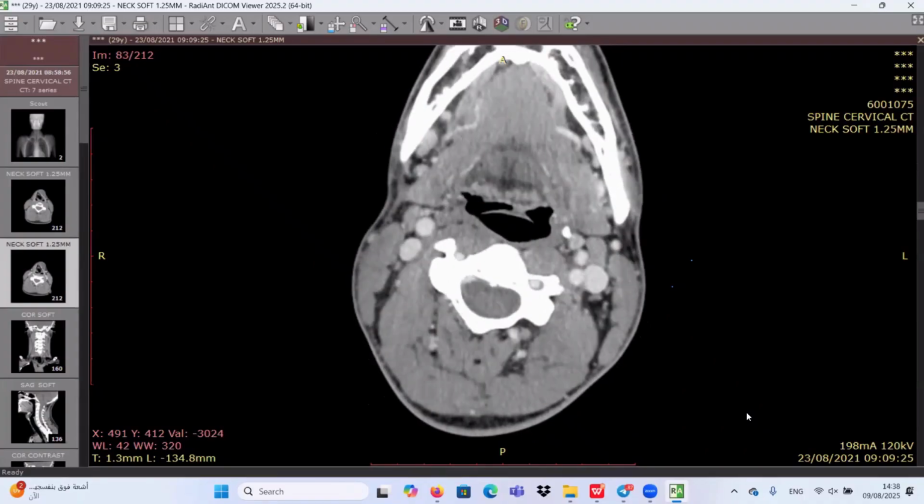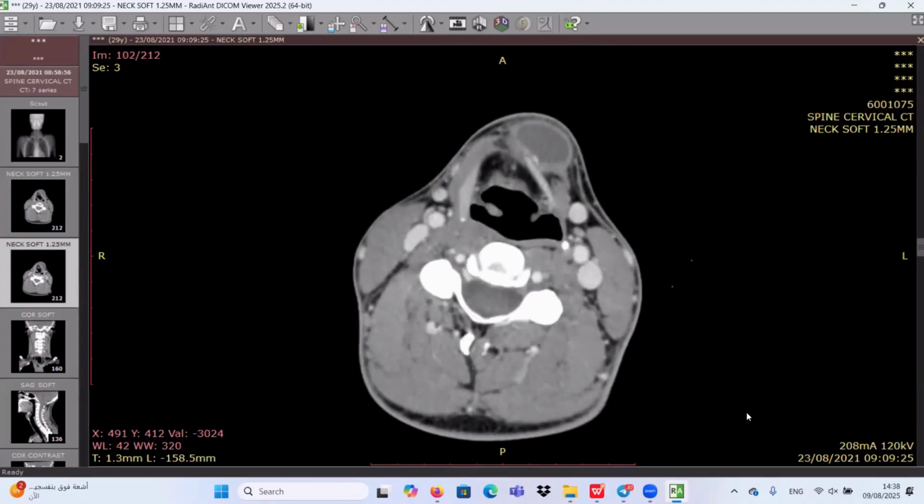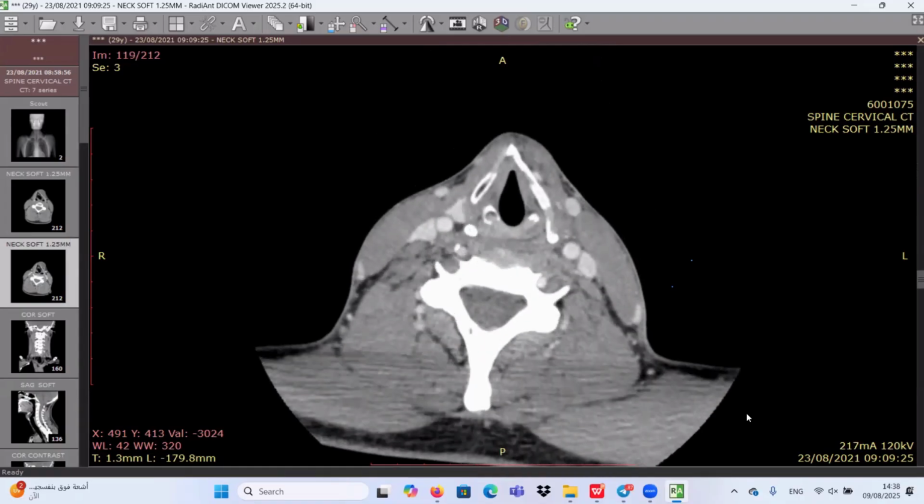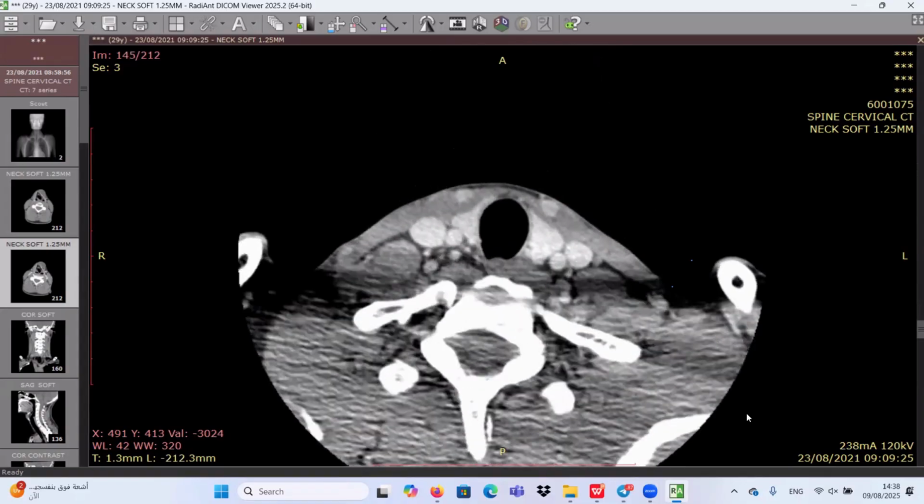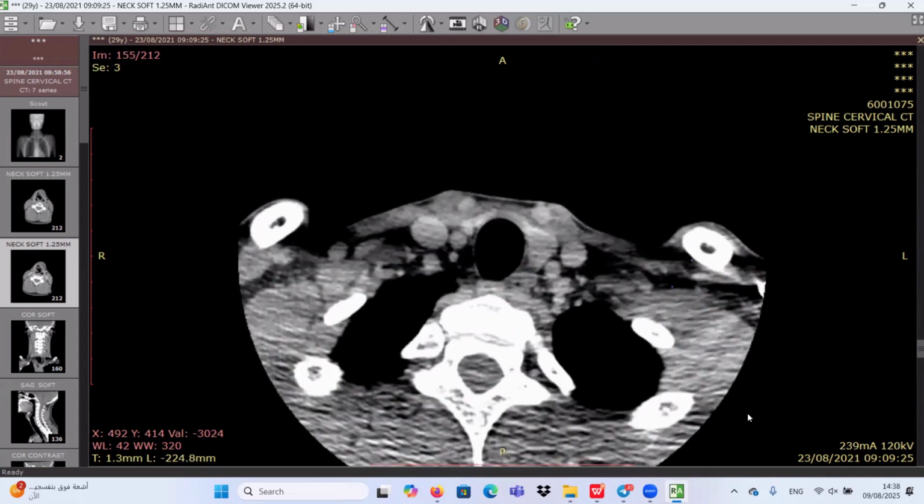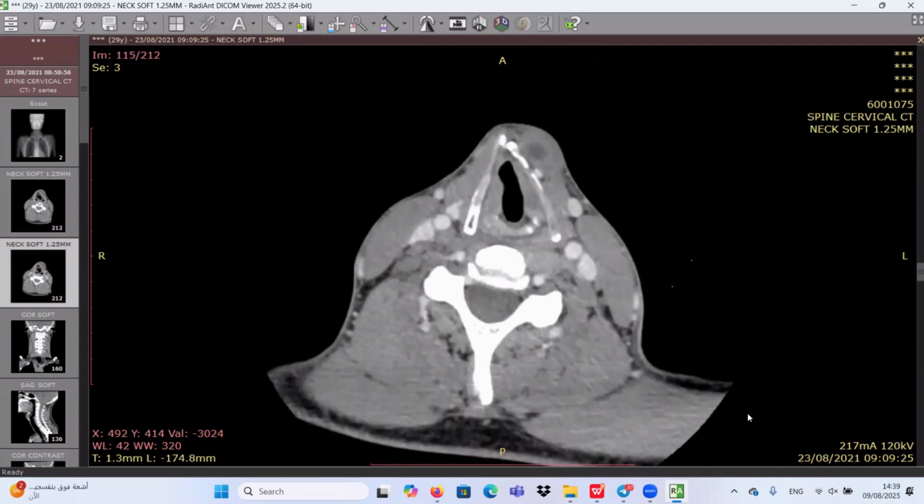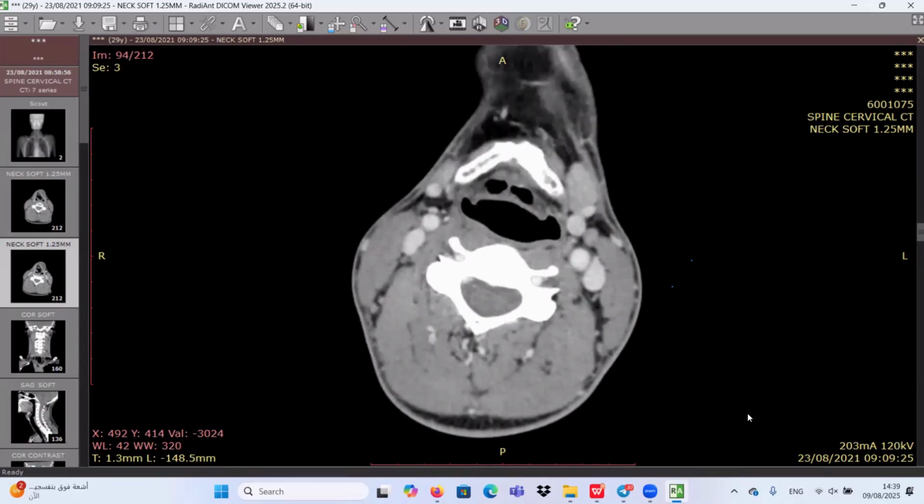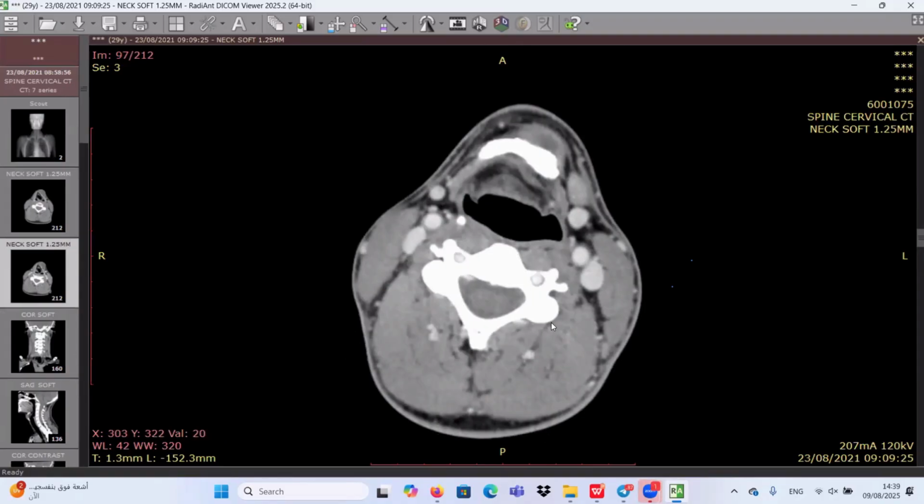The third differential would be a thyroglossal duct cyst, but it's more in the midline and sometimes slides to the left of the midline, but mostly it's midline. So these are my three differentials. Okay, that's good, very nice.